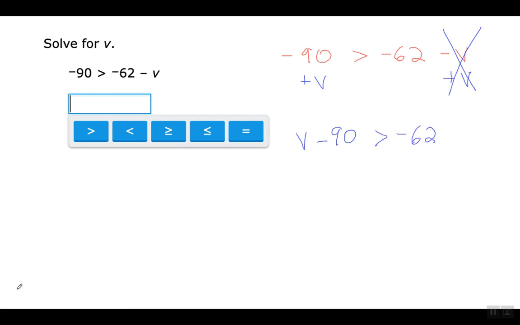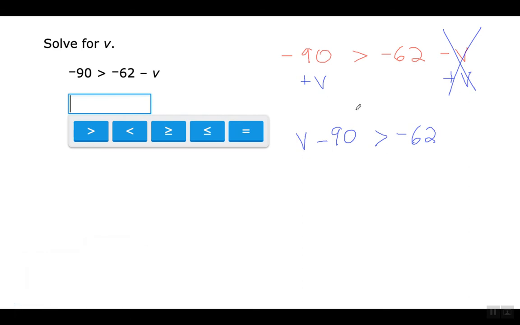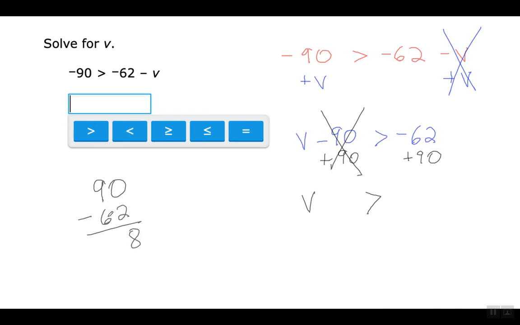Now I'm going to move the minus 90 to the other side by doing the opposite of subtracting 90, which would be adding 90 to both sides. That way this will cancel out. I'll have v is greater than. Now negative 62 plus 90, your answer is going to be positive. That means the same thing as doing 90 minus 62. And you're going to get v is greater than 28, just like I got in the other example.